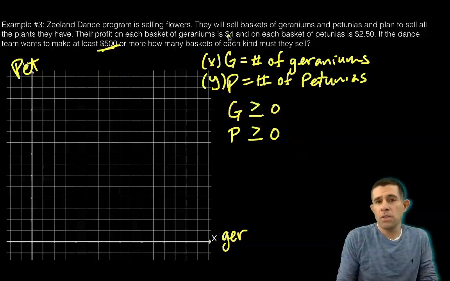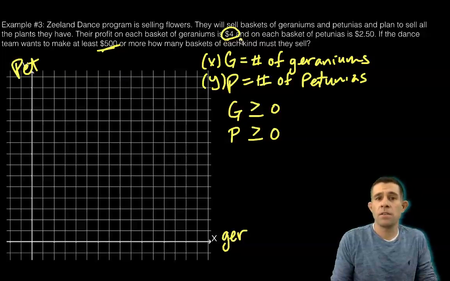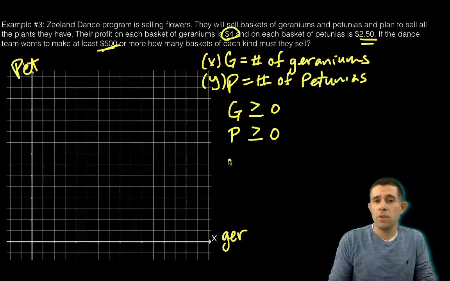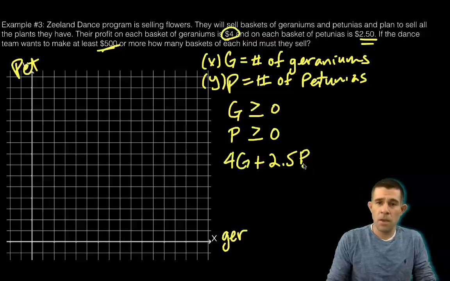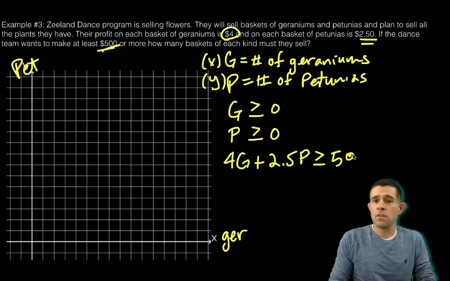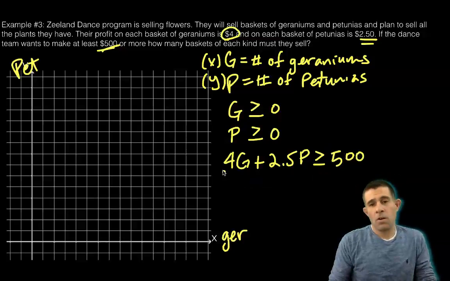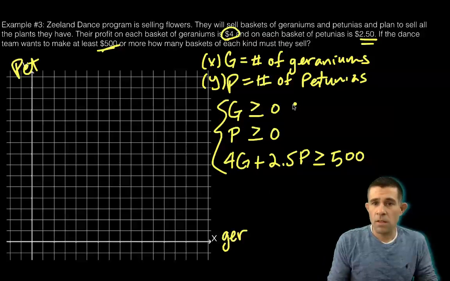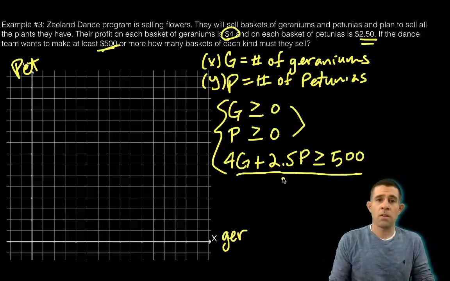Okay, now we know together that $4 is made on each geranium and $2.50 is made on each petunia. So let's write this profit equation here that says 4 times G plus 2.50 times P, and we want that profit to be greater than or equal to $500. All right, so here is our system of linear inequalities. These first two here just indicate that we're going to be graphing in quadrant 1, and this second one here now is going to be our line.